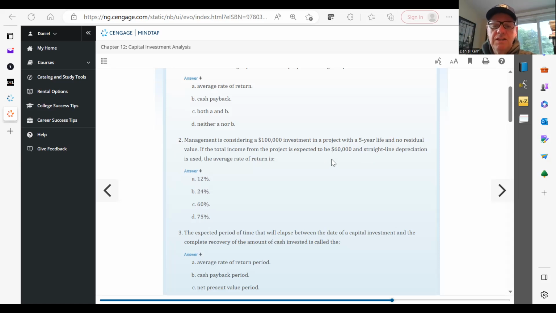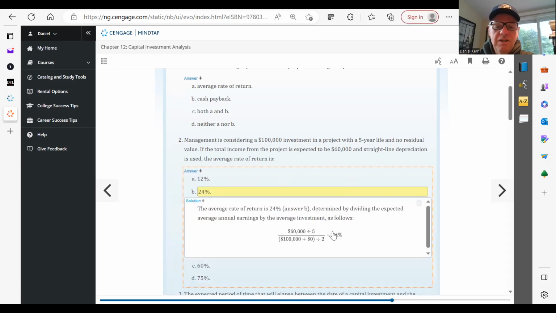So in the numerator, you have to take 60,000 and divide by 5. And in the denominator, the $100,000 project plus 0, divided by 2. If you look at that here, here's how you get the correct answer of 24%. There's the income, and it's over 5 years, so $60,000 divided by 5. And the investment is $100,000 to begin with. It's got 0 value at the end. Divide that by 2, and you come up with a rate of 24%.